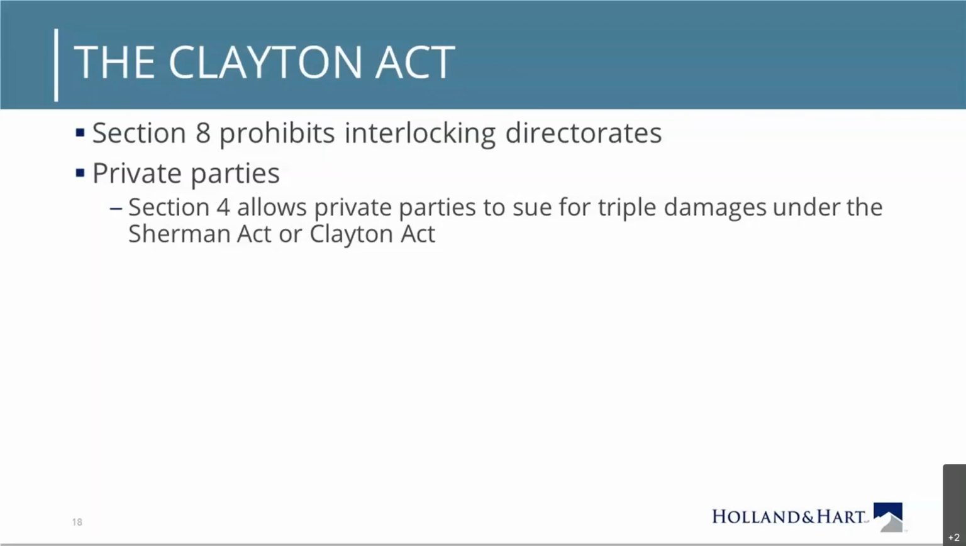And then private parties can also bring claims under the Clayton Act. Section 4 allows them to do that and also allows them to recover triple the damages that they have incurred for violations of either the Clayton or the Sherman Act. And so private parties can have some pretty meaningful motivations to file antitrust claims.